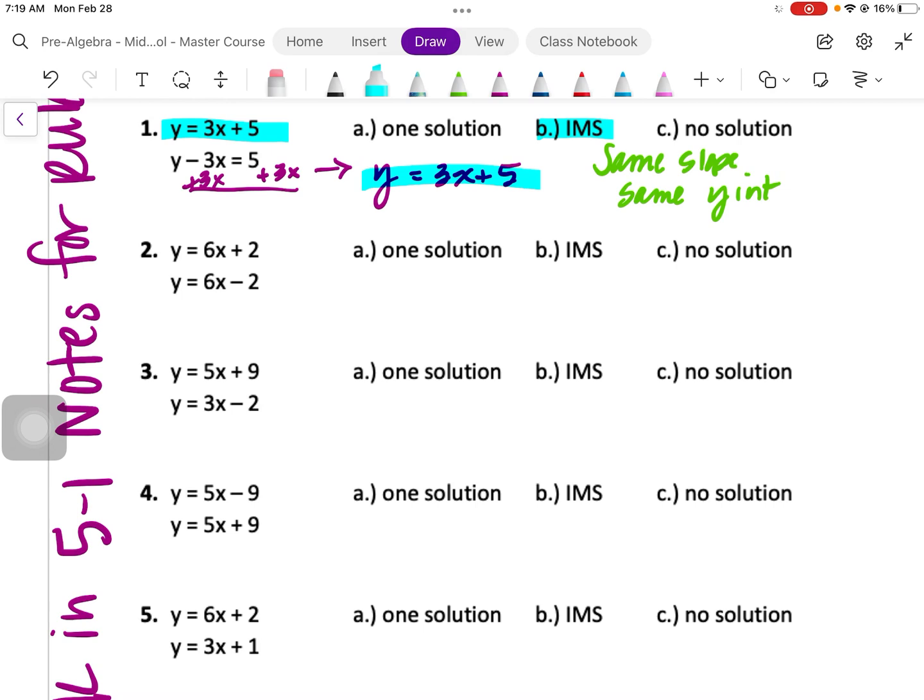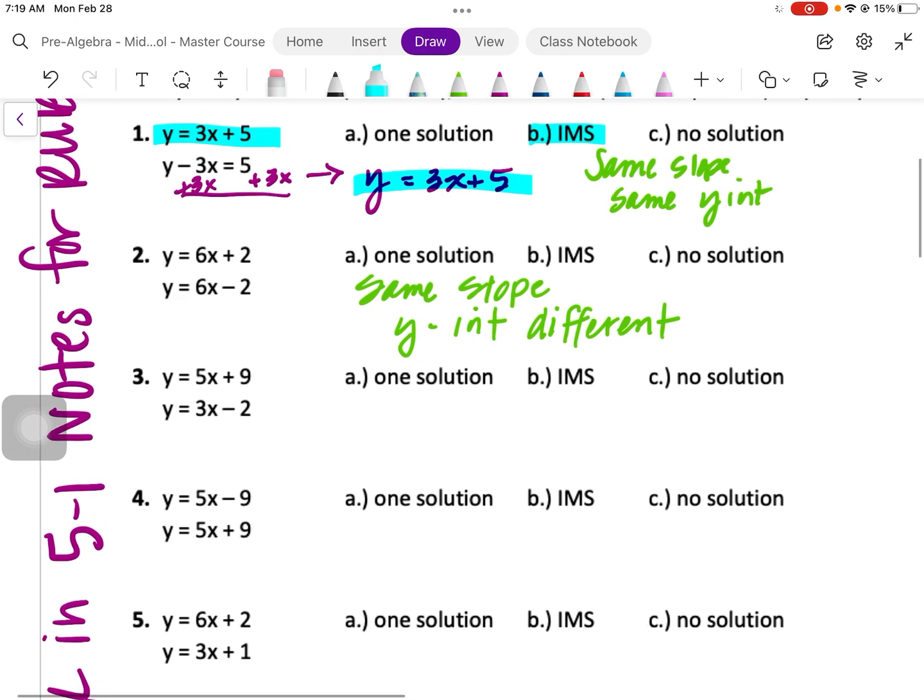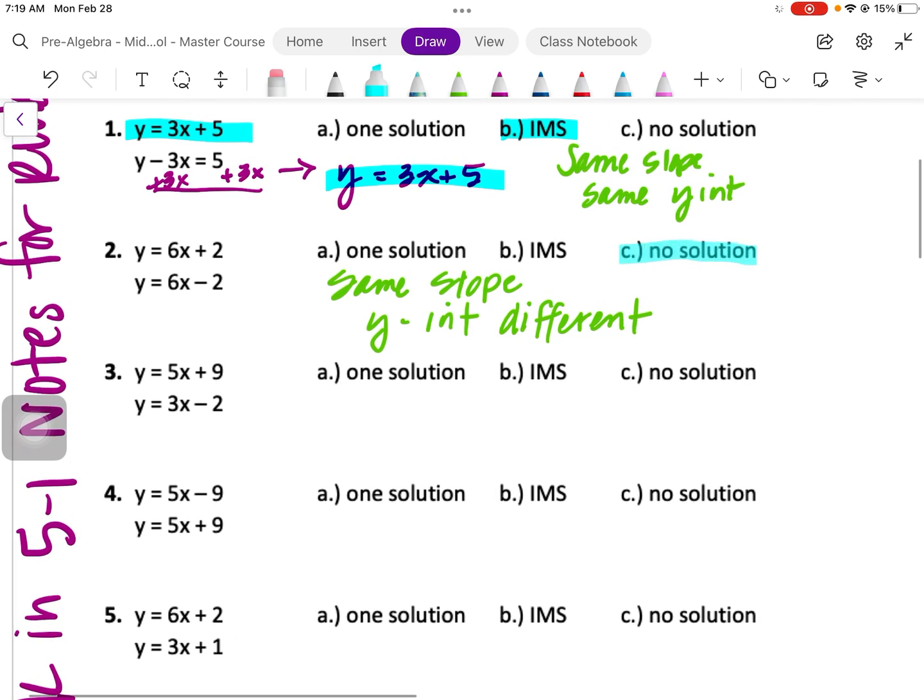Okay, and number 2, both of these equations are already in slope-intercept form, so I'm just going to compare the slope and the y-intercept. In this one, I can see that the slopes are the same, but the y-intercepts are different. And when this happens, remember, this is going to give you no solution. It's going to be the graph of two lines that are parallel.